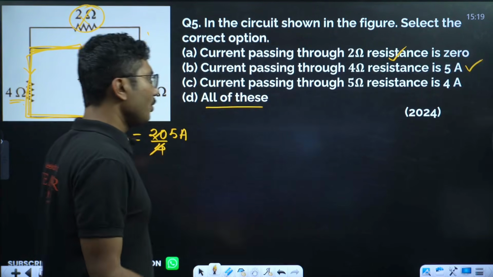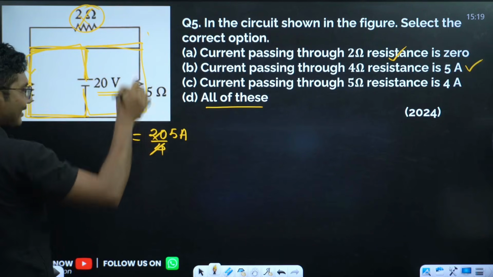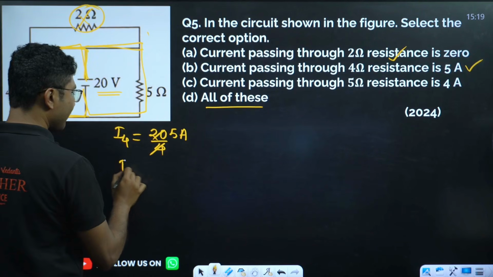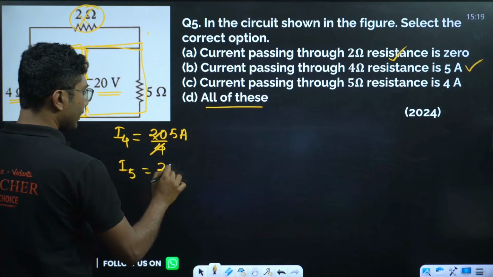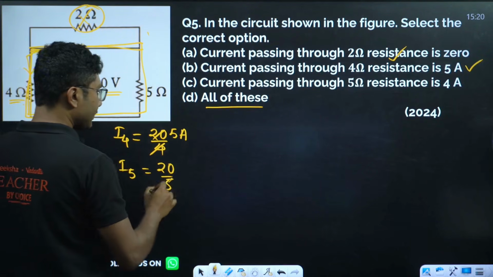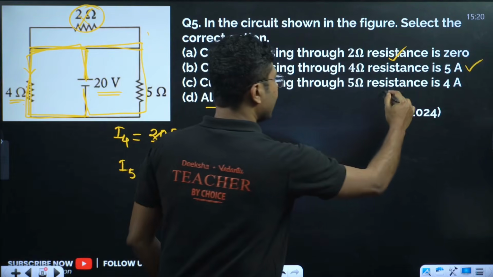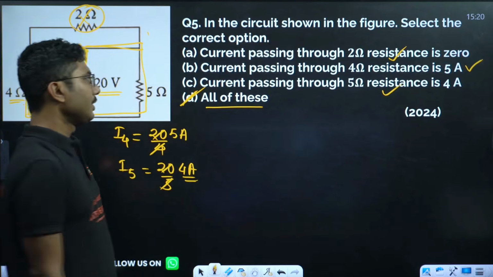Correct. So what will be the answer? Now let's take the last option, current passing through 5 ohm, 20 by 5. Again it is in parallel combination, so the same voltage is applied to this as well. So it will be 4 ampere. So obviously this is also correct. So all of these are correct.